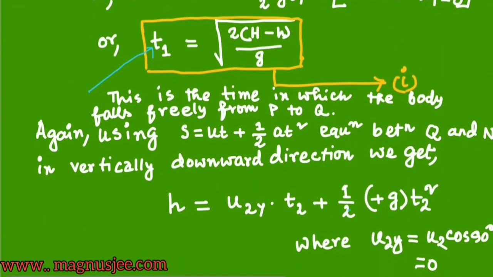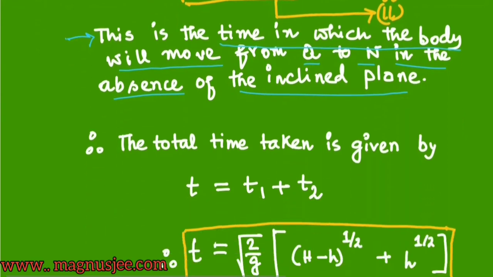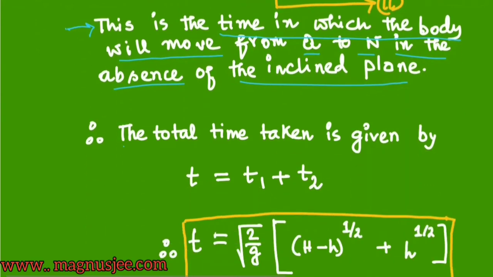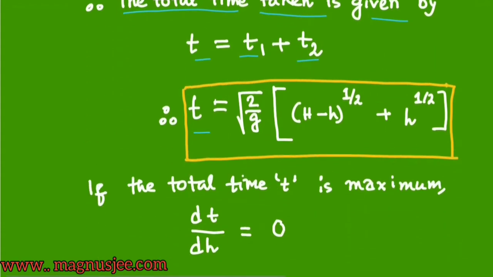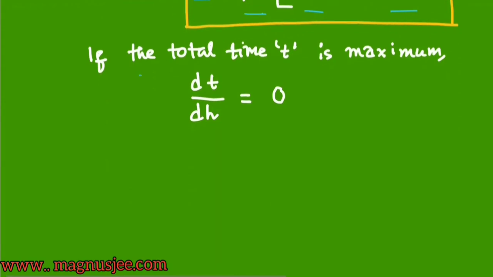Again, T1 is the time in which the body falls freely from the point P to Q under gravity. Now the total time taken by the body to travel from P to N is given by T equals T1 plus T2. Therefore, putting the expressions of T1 and T2, T equals root over 2 by g, bracket open, (H minus h) to the power half plus h to the power half.